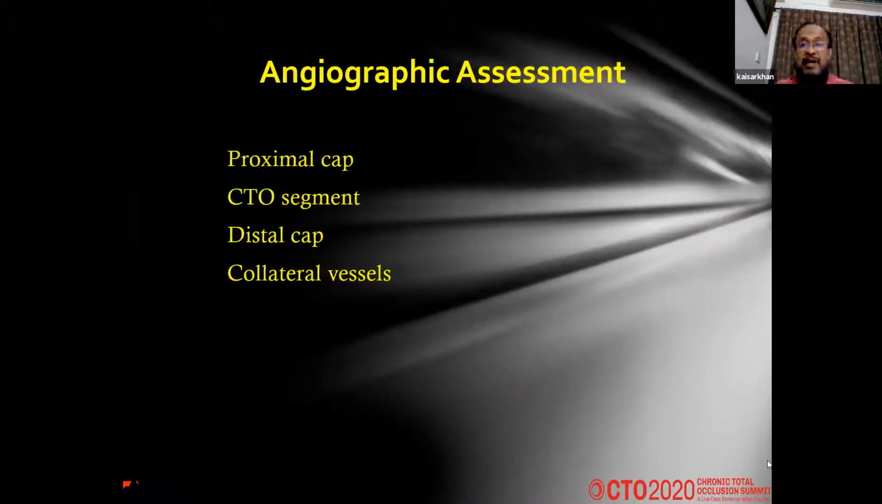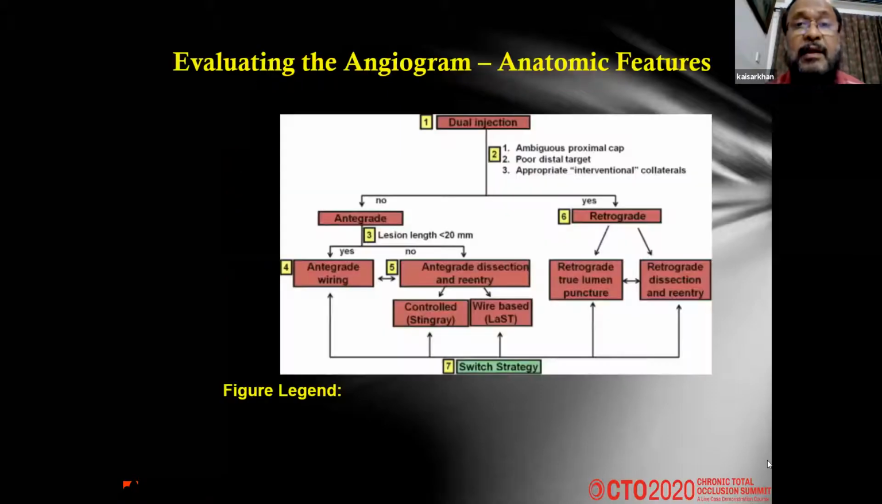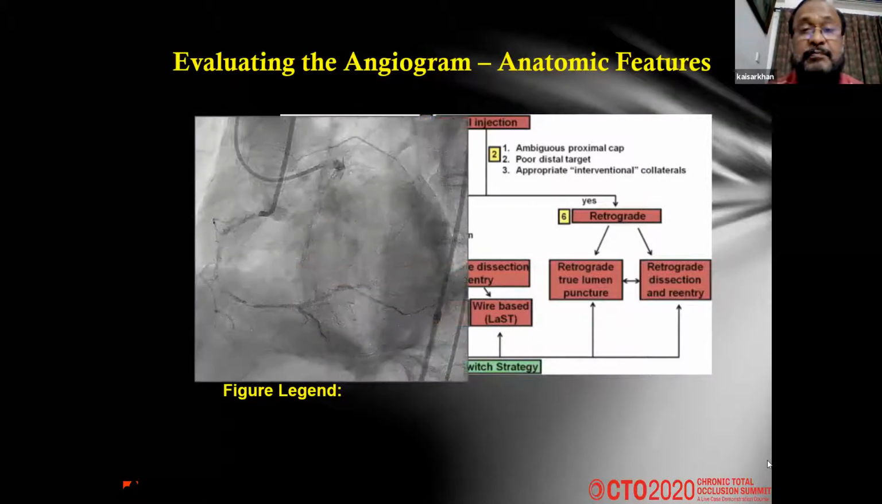So for angiographic assessment, you have to see 4 key points. 1, proximal cap. 2, CTO segment. 3, distal cap. 4, collateral vessels. And we all know these protocols, the American guideline. You have to take dual injection and visualize all these antegrade and retrograde pathways.